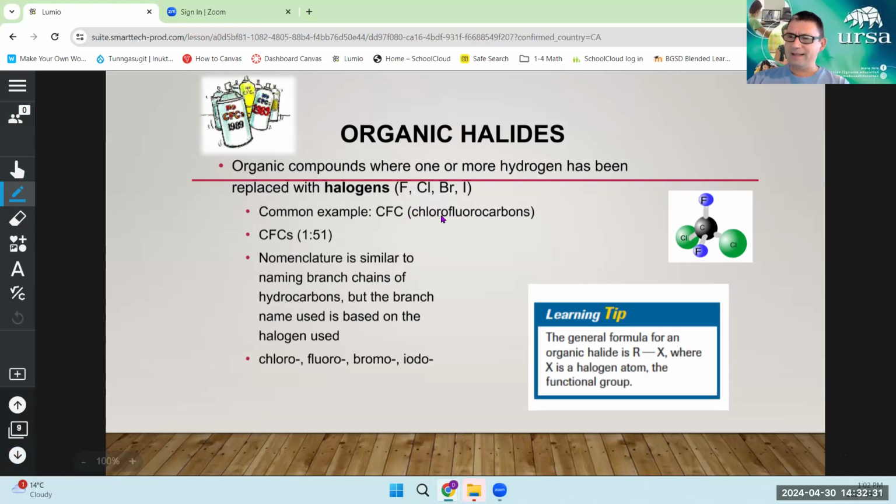But jumping to the organic halides. In short, an organic halide is an organic compound where one or more hydrogens is replaced with a halogen. Chlorofluorocarbons contain chlorine and fluorine. Now, how do you name them? Similar rules, except now we change the name. A chlorine is a chloro. Fluorine, fluoro. Bromo, iodo, etc. General formula, R attached to an X, where X is the halogen atom. That's the functional group which influences the properties.